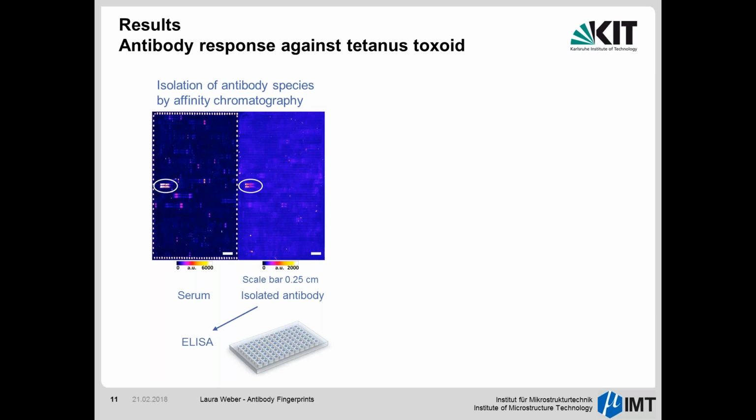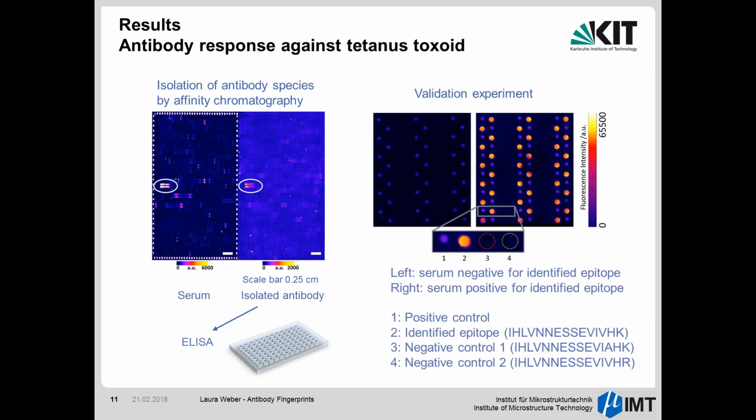The ELISA to detect the interaction of the isolated antibody with the folded toxin was positive. Furthermore, we validated the antibody-peptide interaction on a second platform. We used maleimide surfaces on which we spotted 4 different pre-synthesized peptides. The first peptide was a positive control, which we identified in a different study. The second peptide was our identified and substituted epitope. The third and fourth peptides were negative controls.